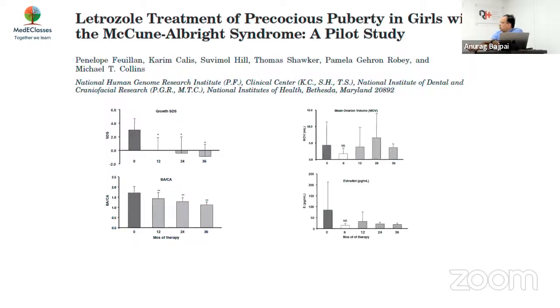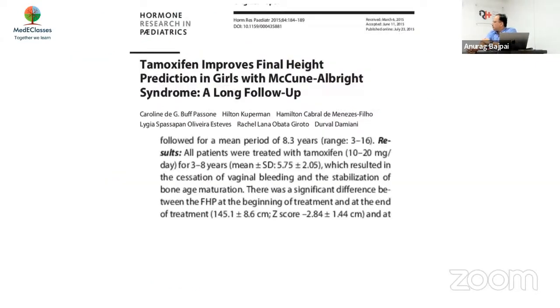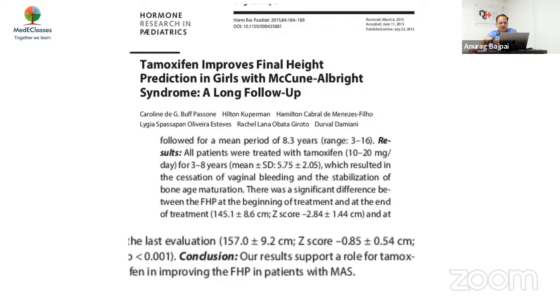So this study clearly showed that if you use letrozole, you will have improvement as far as the bone age is concerned, as far as the estrogen levels are concerned, but the ovarian volume may actually increase significantly. So the use of letrozole is not favored as a primary agent in McCune-Albright syndrome. Tamoxifen has been shown, even for the final adult height, to result in a significant increment of height, from 145 to 157. So it's as good as using a GnRH analog.